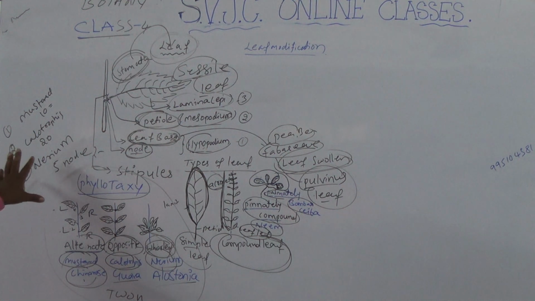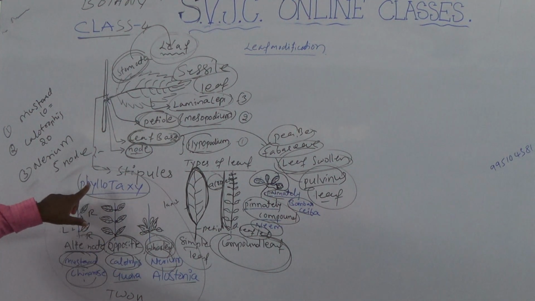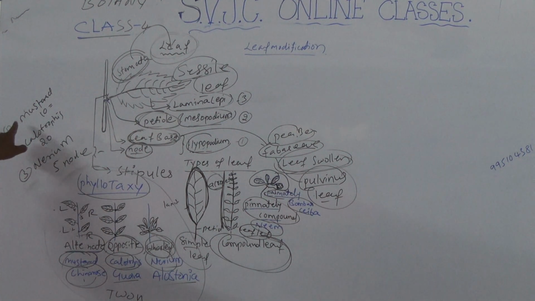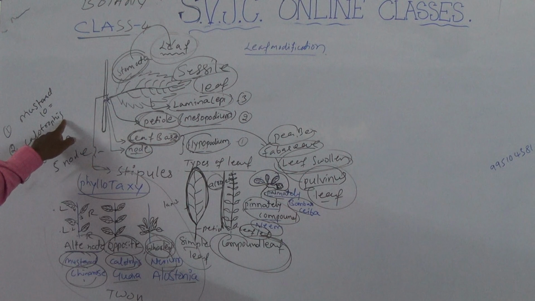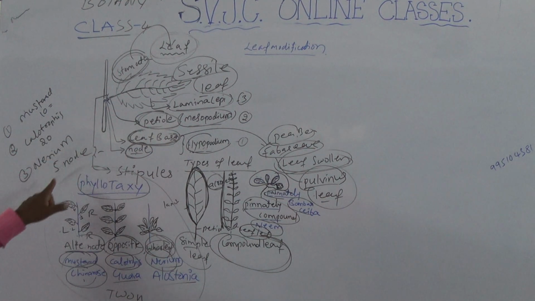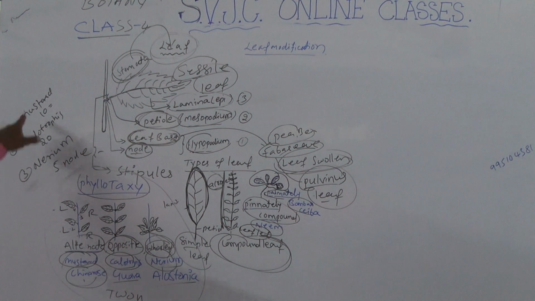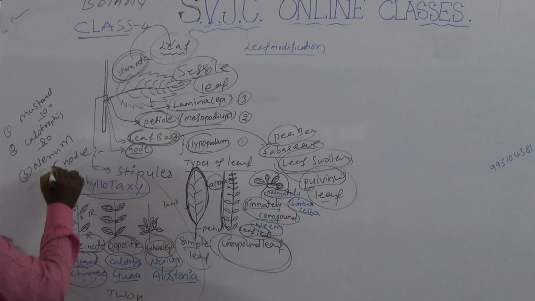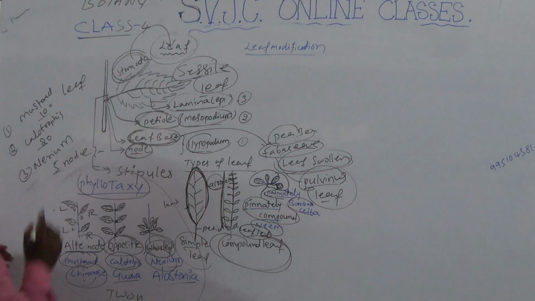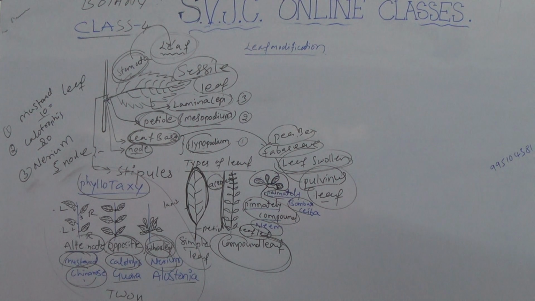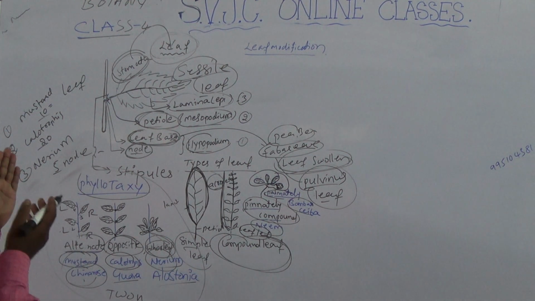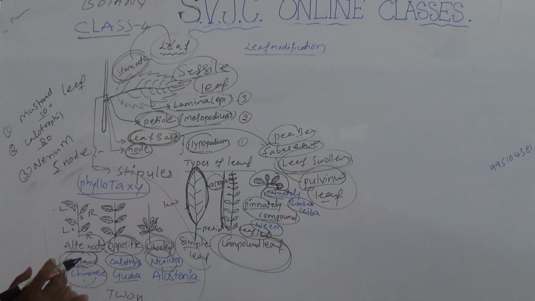Students, see how questions are asked. In EAMCET, according to phyllotaxy, the mustard plant has 10 nodes, the Calotropis plant has 20 nodes, the Nerium plant has 5 nodes. According to the number of nodes, based on the number of leaves, we can arrange in ascending and descending order. Are you clear? Arrange the plants in ascending order based on leaves.